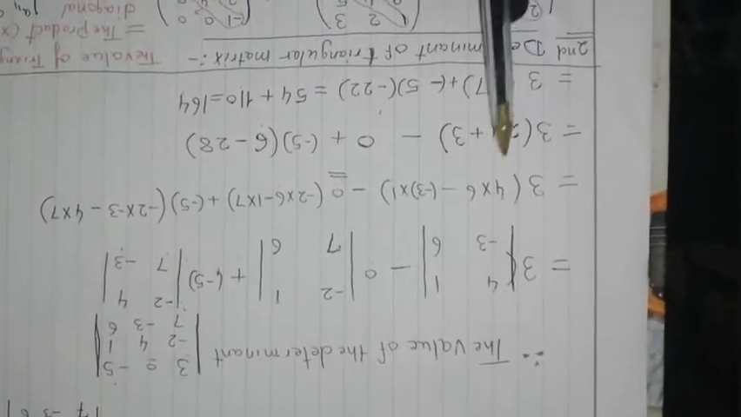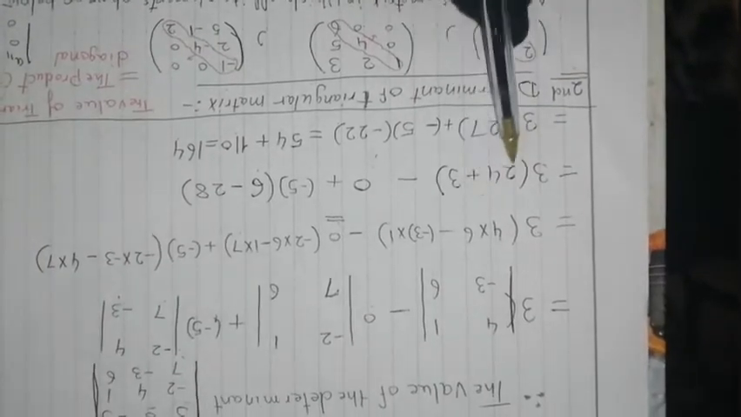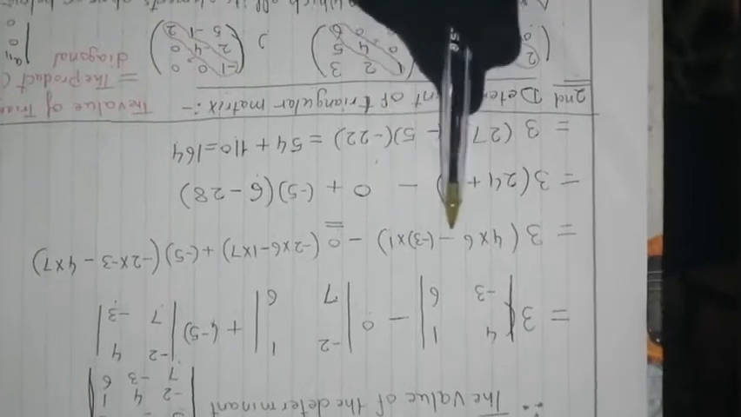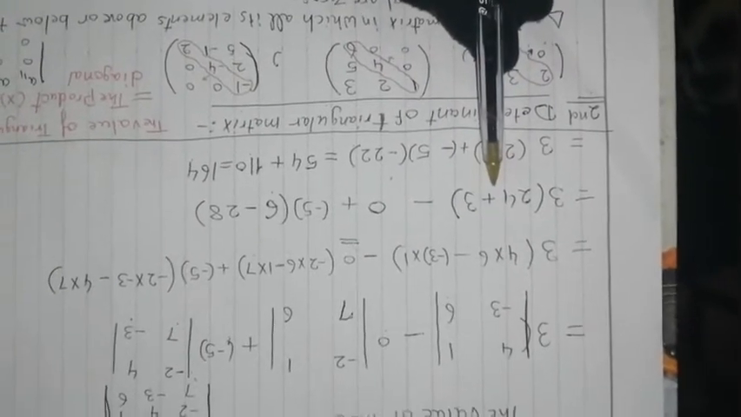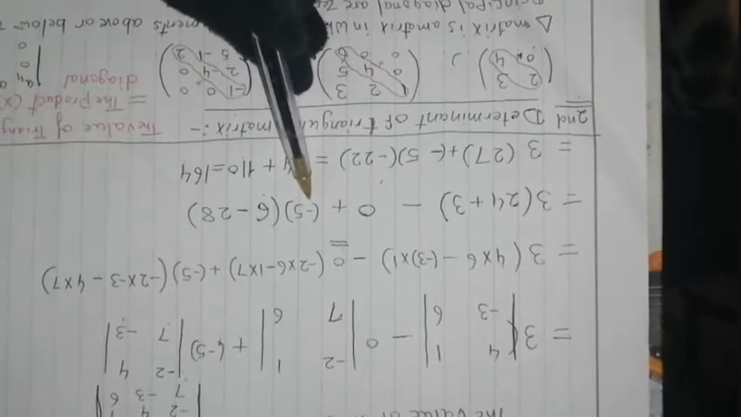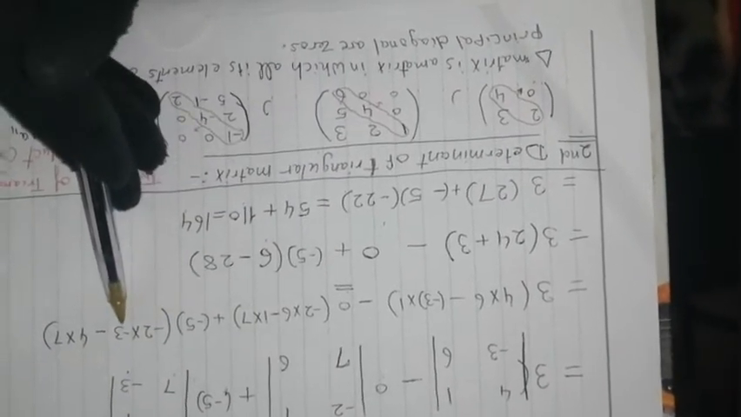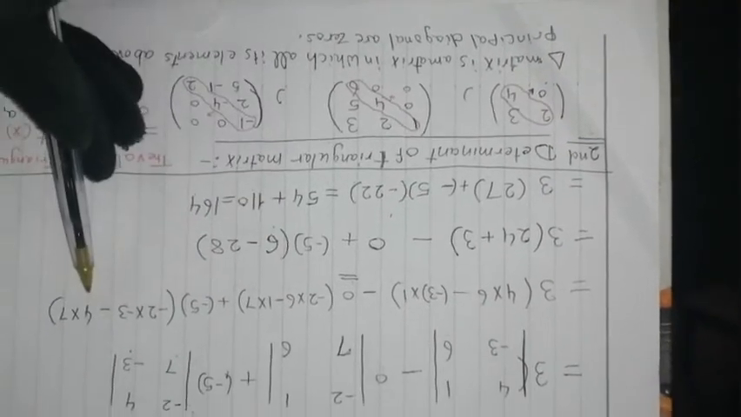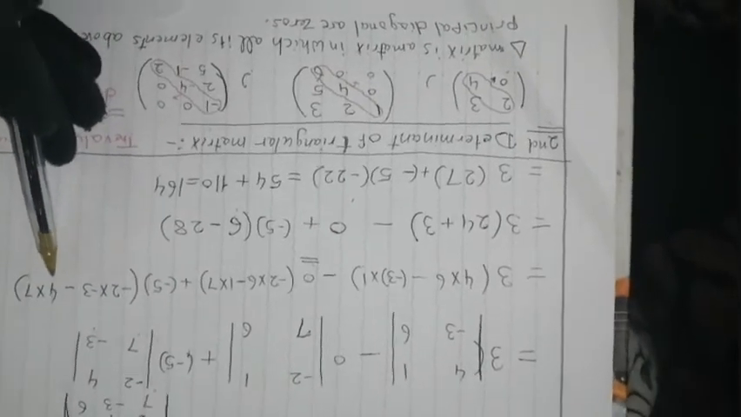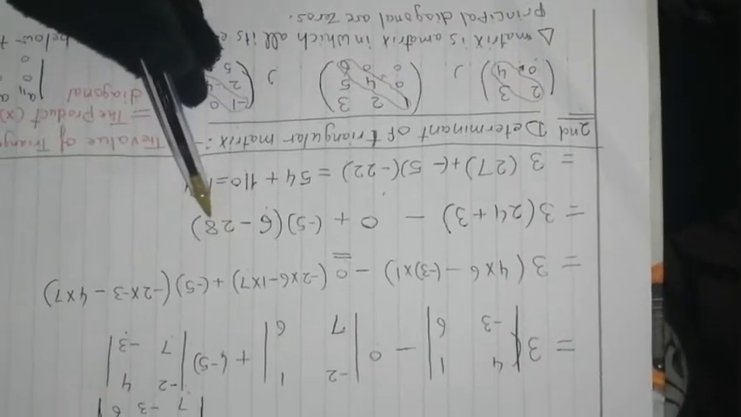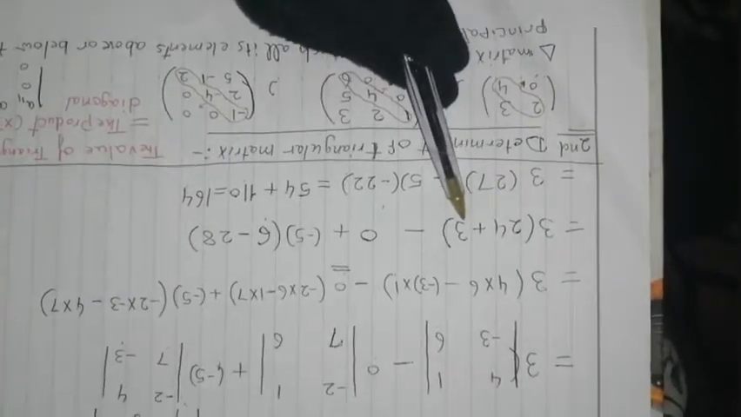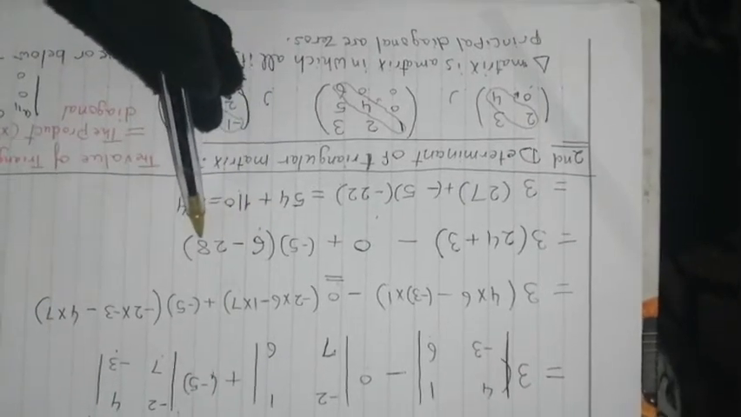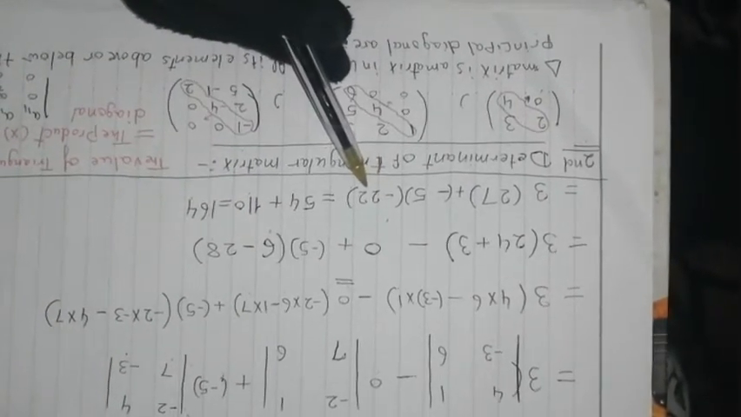Now simplify. 3, open the bracket, 4 times 6 equals 24. -3 times 1 equals -3, and with the negative, it gives +3. -5 times: -2 times -3 equals 6, -4 times 7 equals -28. 24 plus 3 equals 27. And 6 minus 28 equals -22.